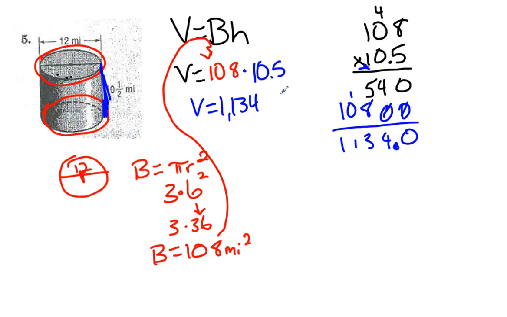And our volume is 1,134 miles. Seriously? That's huge. Okay, miles cubed. I can't even imagine what sort of cylinder has a 12-mile diameter, but oh well. Here's our answer. Alright, number 2.